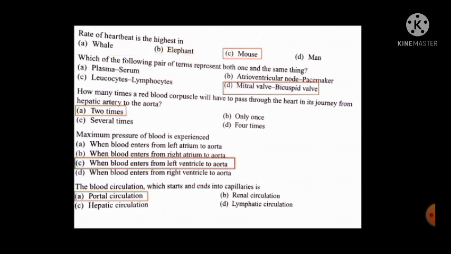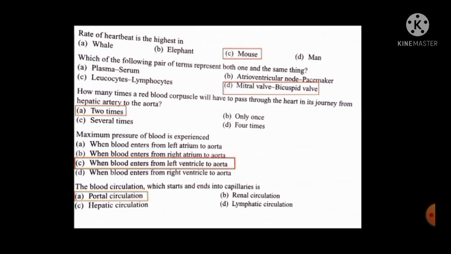Rate of heartbeat is higher in mouse. The rate of heartbeat is inversely proportional to the size. Elephant heartbeat is smaller, meaning low in number, than mouse. Mouse size is small but their heartbeat is larger in number than elephant.